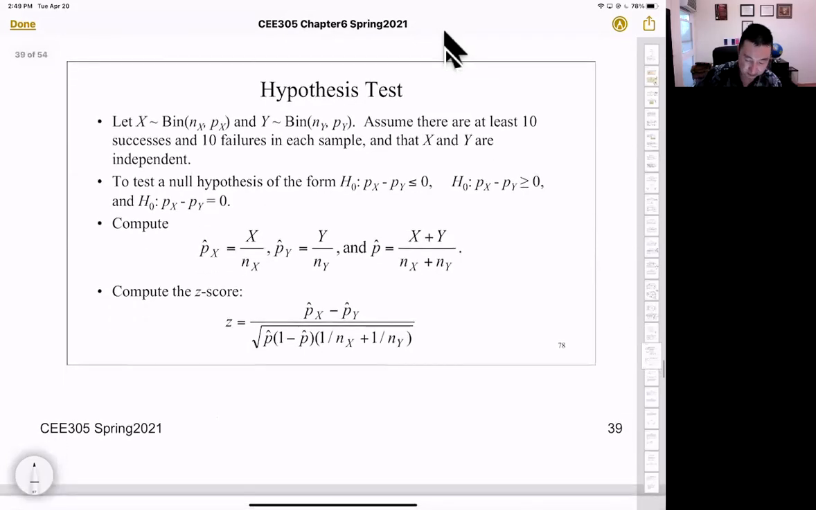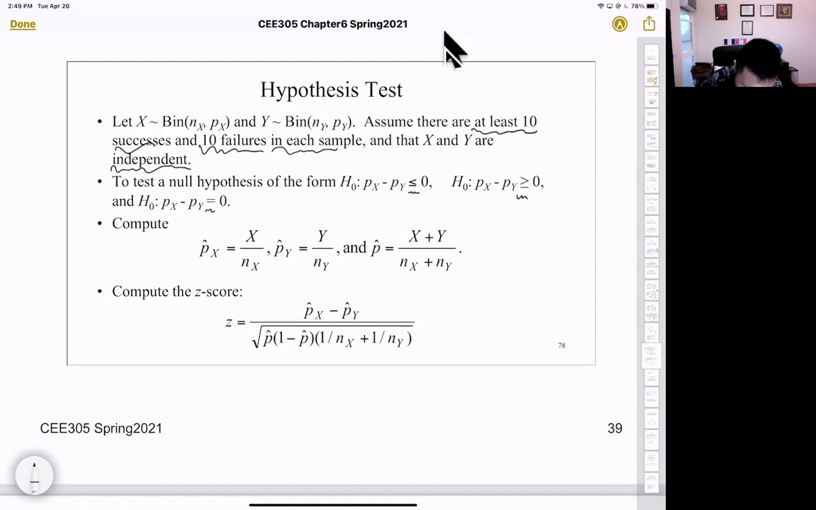All right, here. X follows a binomial distribution with nx and px, and Y follows another binomial distribution with ny and py. The condition is at least 10 successes and at least 10 failures for each sample. Also, they are independent of each other. H0 can be set up as Px minus Py less than or equal to 0.